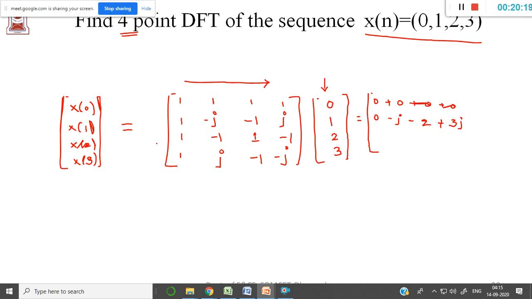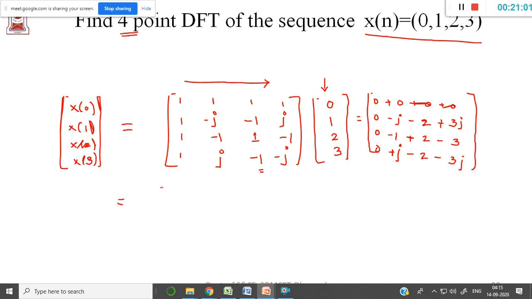Okay, now the third row: first element is 0, minus 1 into 1 is minus 1, 1 into 2 is plus 2, and minus 1 into 3 is minus 3, right? The last row: 1 into 0 is obviously 0, plus j into 1, next minus 1 into 2 is minus 2, minus j plus 3 that is minus 3j.